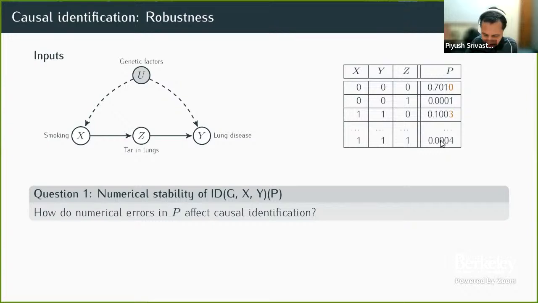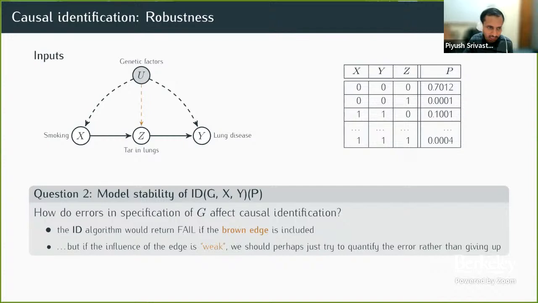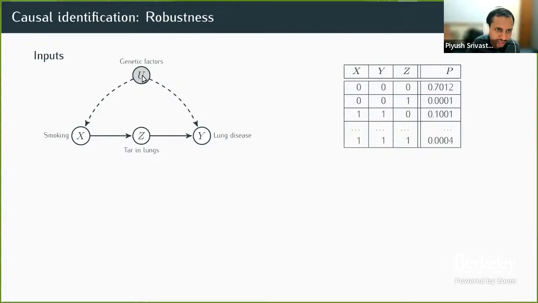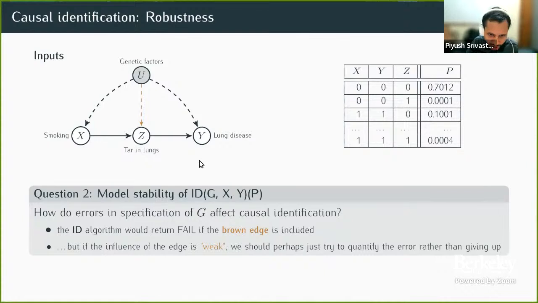The second question is about model stability. Suppose that we had this model and we made an assumption here. The assumption was that there is no edge from U to Z, that whatever this hidden factor is, it cannot cause tar in lungs. So if that hidden factor is affecting both smoking and lung disease, it will not cause tar in lungs also. But maybe that assumption is not true, and perhaps there is an edge there also.